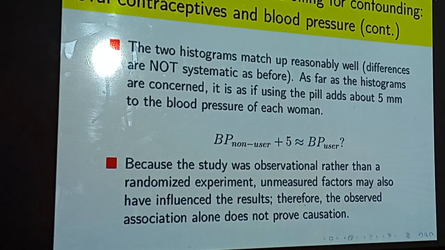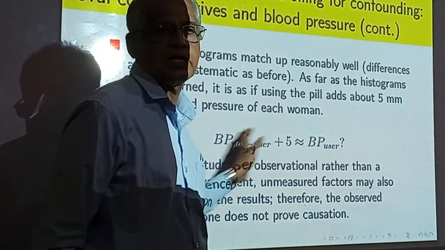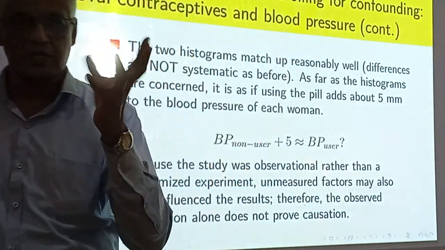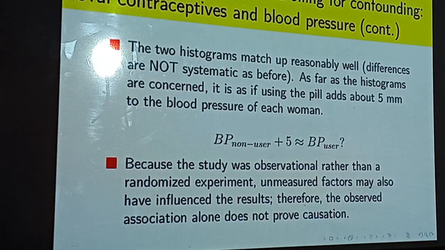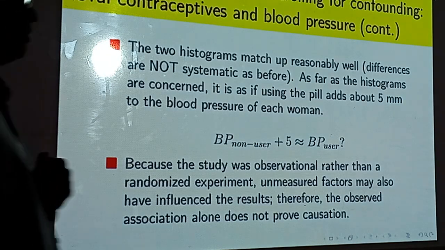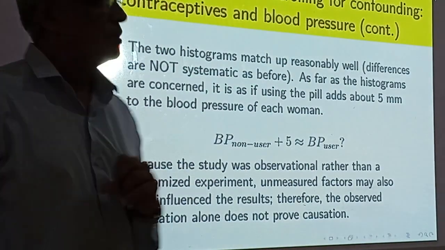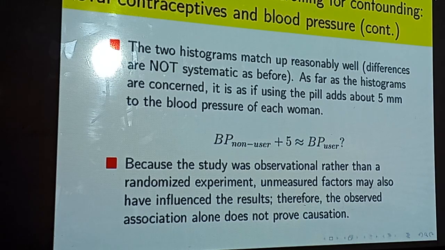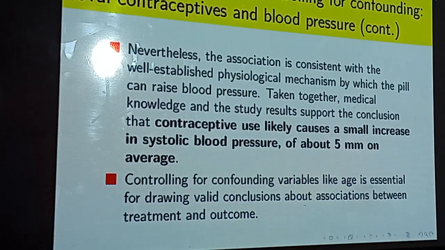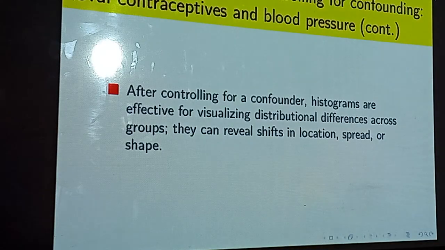Right? But still, we cannot say it is happening mathematically like this. That's why I put a question mark. It's not a real causation or something, but it's more likely. Right? There is a real association, and the pill is causing about a 5 millimeter shift to the positive side, or increasing the blood pressure by 5 units. So that is the decision they came to. Right. So after controlling for the confounder, that is age, histograms are effective.